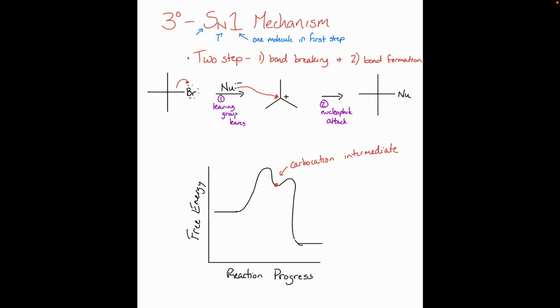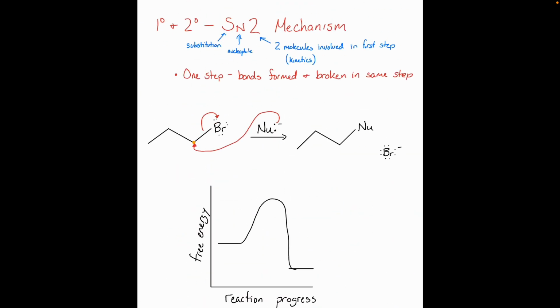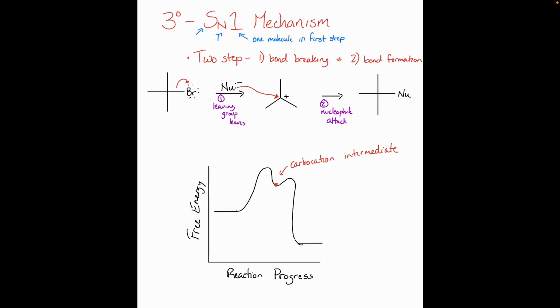Again, we have to pay attention to the classification of our halogens because these undergo different substitution mechanisms. Primary and secondary halides undergo SN2 mechanisms where bonds are broken and formed all in one step, whereas tertiary alkyl halides undergo SN1 mechanisms. So it happens in two distinct steps. First, the bond breaks, and then your new bond is formed.